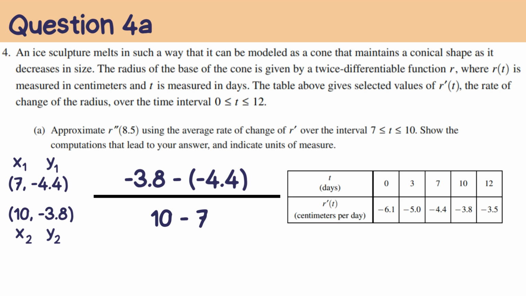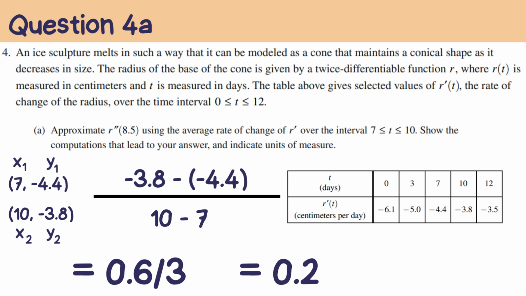Since this is a non-calculator question, we can just leave the answer like this, or we can actually solve it, which would be negative 3.8 plus 4.4. Let's see, that's 0.6, divided by 10 minus 7, which is 3. And then you'll get 0.2 for that.